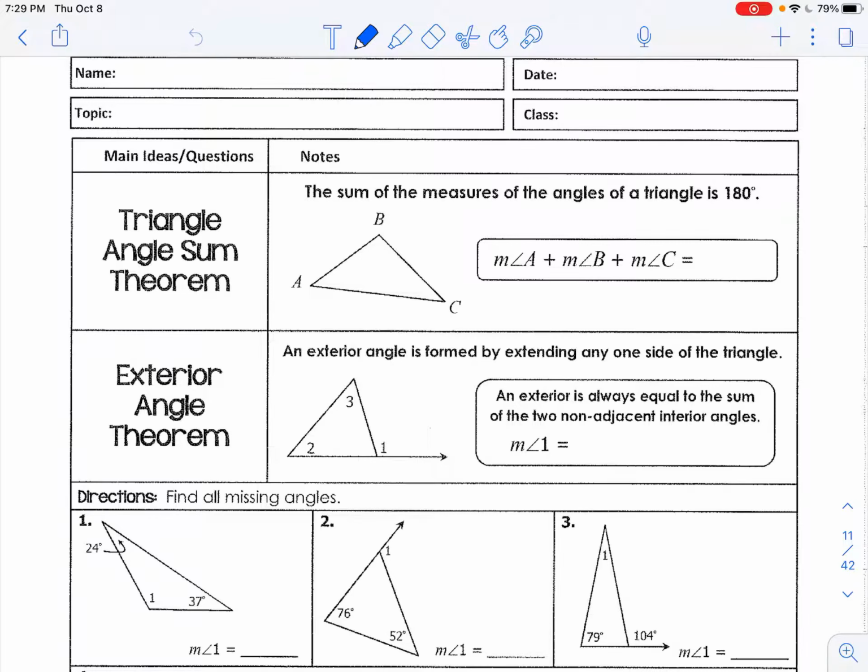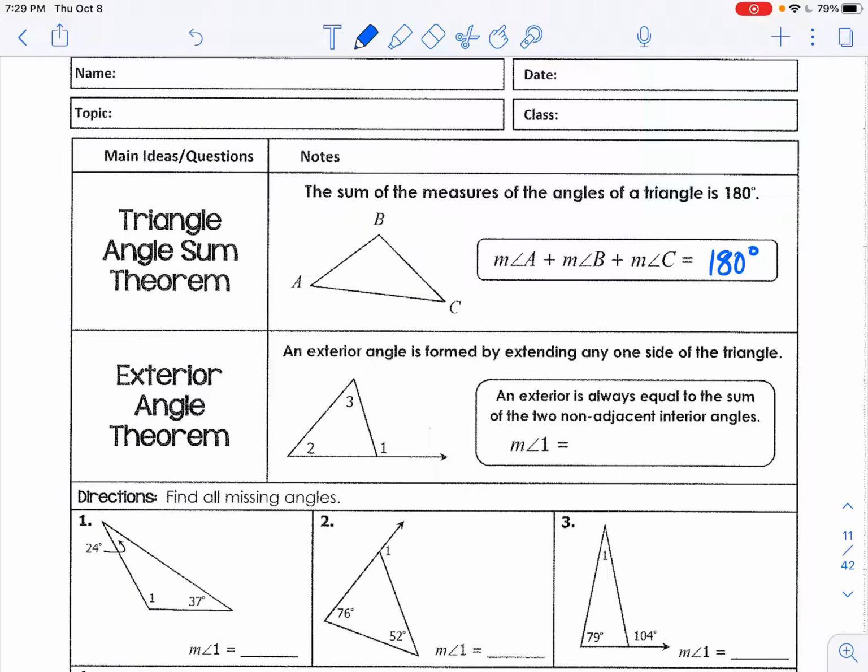In this video, let's visit the triangle angle sum theorem and the exterior angle theorem. The triangle angle sum theorem says that the sum of the measures of the angles of a triangle is 180. So the measure of angle A plus B plus C is 180 degrees.